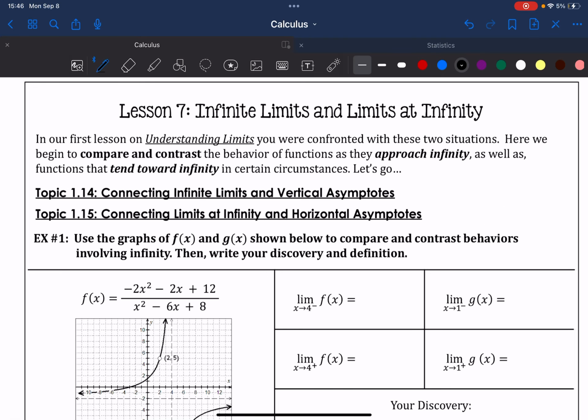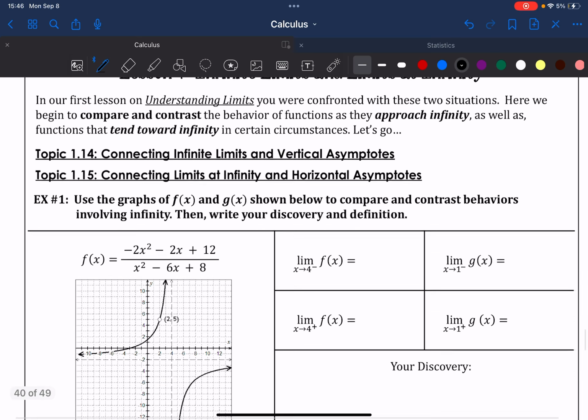Okay, this is note 7, infinite limits and limits at infinity. So here we're going to compare and contrast the behavior of functions as they approach infinity, as well as the functions that tend toward infinity in certain circumstances.